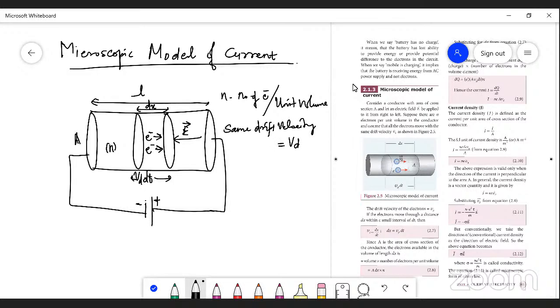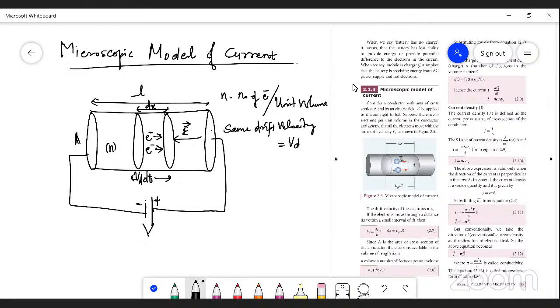So you have taken a metallic conductor of length L and area of cross section A. The ends of the conductor are connected by a source of potential difference, let us say V, so that it produces an electric field across the ends of the conductor. The electric field acts from the right end to the left end. There are n free electrons per unit volume of the conductor. All these electrons, when subjected to this electric field, will get drifted from left to right.